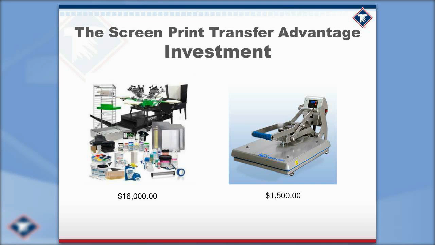On the other hand, if you don't want to pay $16,000 for screen printing equipment, a heat press can cost you as low as $1,500, if not lower, depending on what type of heat press you purchase. So right there, right off the bat, when we're comparing screen printing to using a heat press, you've got a $14,500 difference in investment alone. So this is something to consider, if nothing else, the fact that screen printing is a very expensive process to get into.